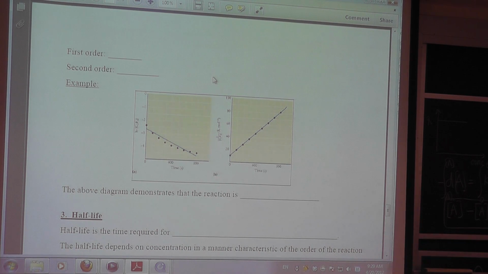So can you take a moment here and figure out what is the rate law for this reaction? Can you talk to your neighbor for a minute? Yeah, that's the first order. What did you say?